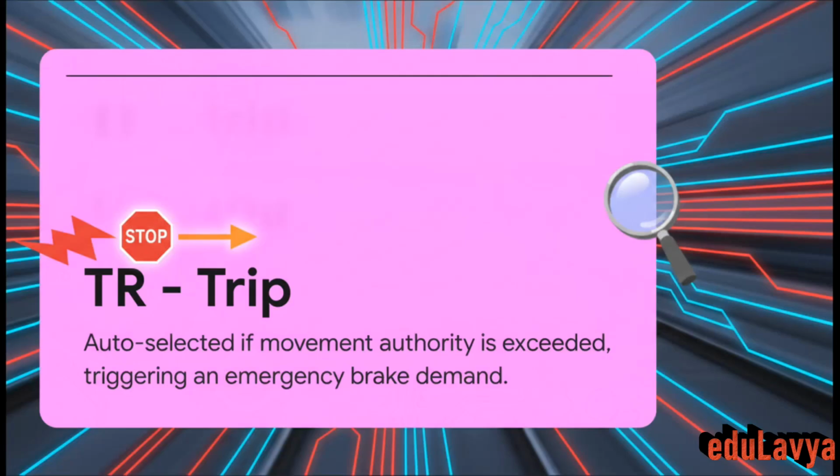So when everything else goes wrong or a limit is breached, how does the system actually protect the train? Well, through trip or TR mode. This is it, the critical, non-negotiable safety intervention. Trip mode is automatically selected the exact millisecond a movement authority is exceeded. The system doesn't wait to ask for permission. It immediately triggers an emergency brake demand to bring that train to a rapid, complete halt.